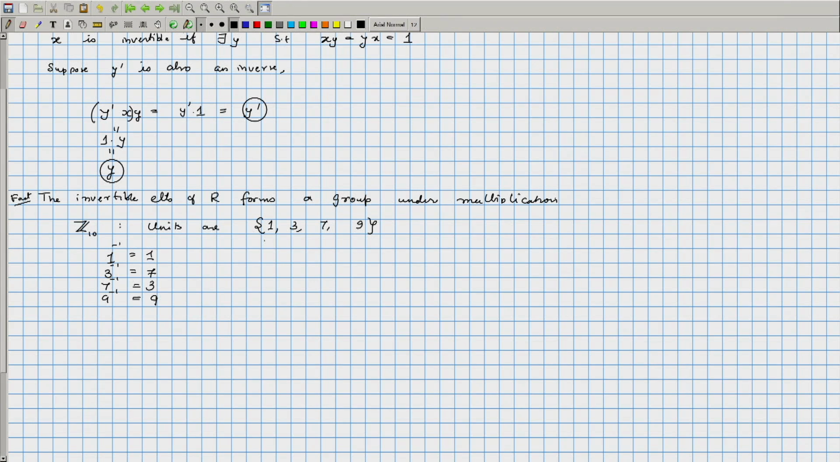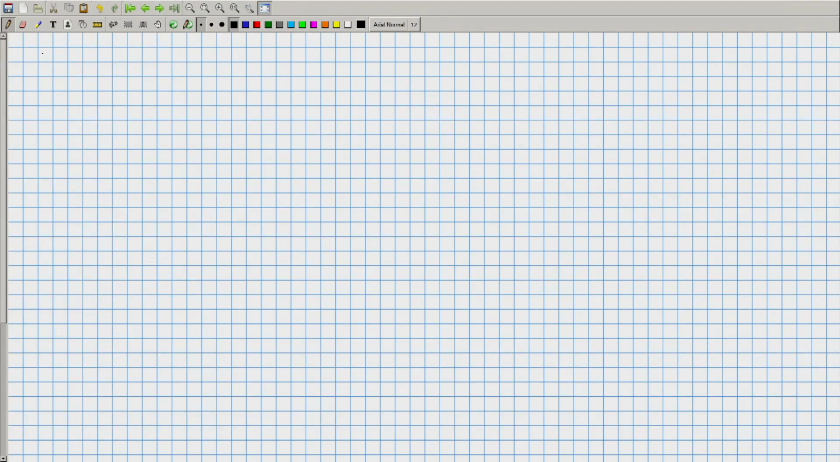Okay, so can 0 be a unit? Can 0 be inverted? Okay, so you can verify that this cannot be the case, and therefore, in any ring, the best that we can hope for is that the non-zero elements are invertible, and such a ring with the additional property that the multiplication is commutative is called a field. Okay, so let us define what a field is.